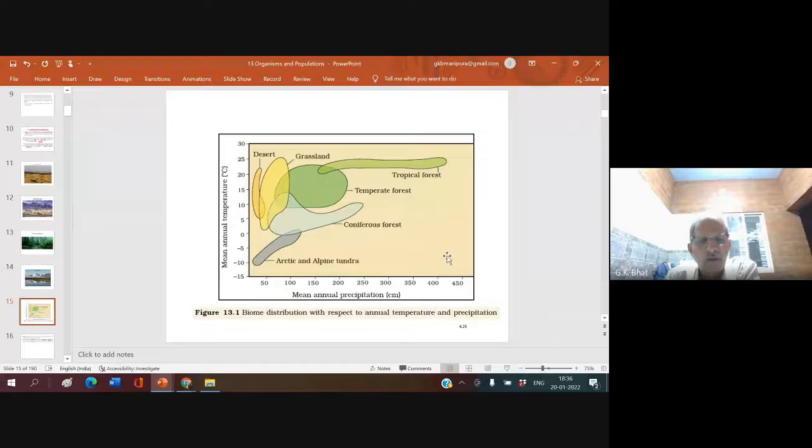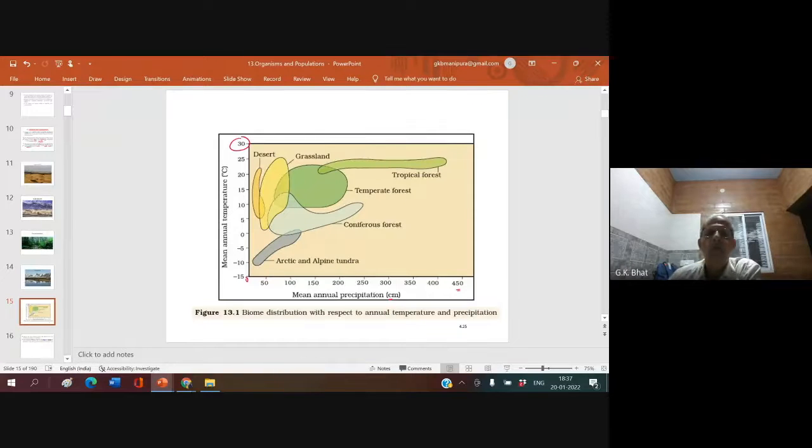On this one figure, you can expect about 10 to 15 different types of questions to be formed. What is this? What does this figure tell? You don't have any explanation on this figure, but you must know the meaning of this, and you must understand the logic behind this figure or graph. Here, the x-axis tells you about the mean annual precipitation, that is the rainfall in centimeters, from 0 to 450 centimeters. And the y-axis gives you the mean annual temperature.